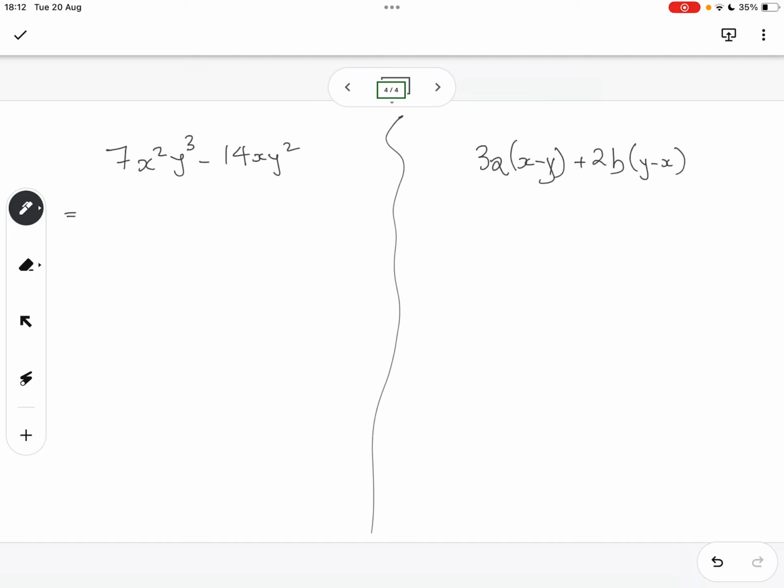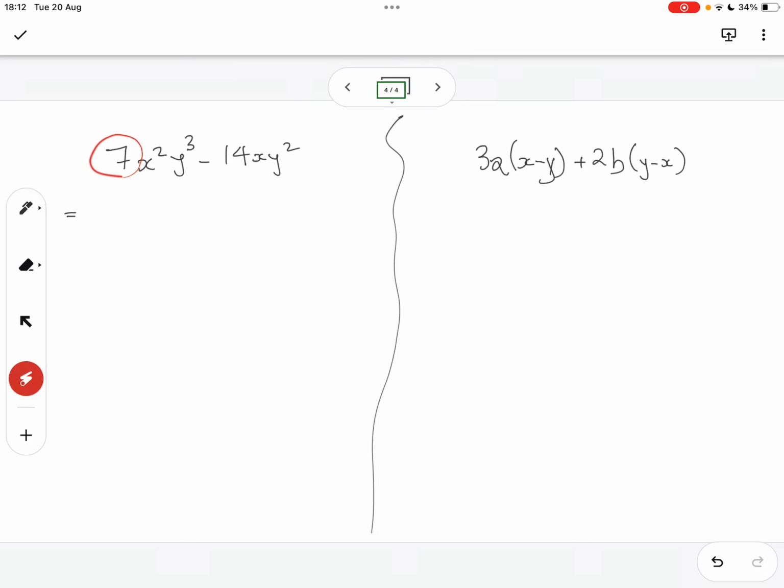So xy or xy squared, yes, they are part of the factor, but that's not the highest common factor. Is it the number also? The number is also included, yes, 14. As a hint.